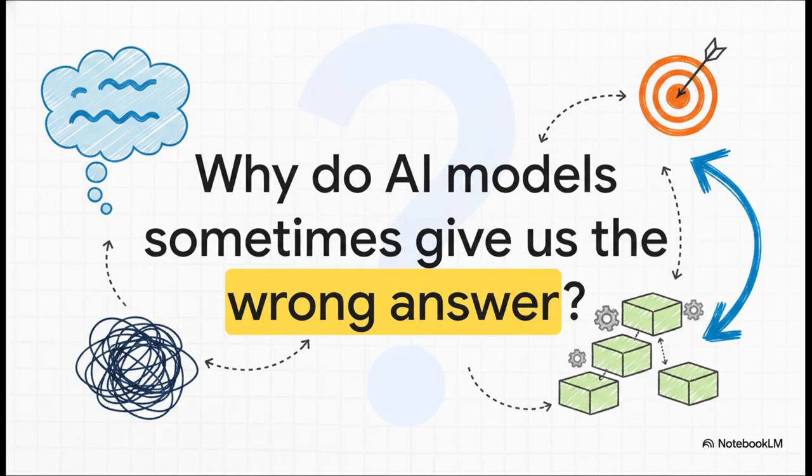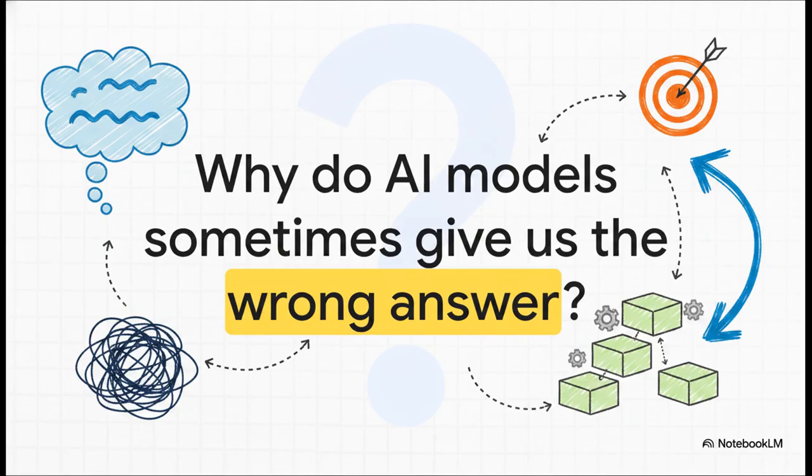Have you ever typed a request into an AI model, hoping for this brilliant, insightful answer, and instead you get something painfully generic? Or worse, something completely irrelevant? It's a totally universal frustration. You sit there wondering, why do AI models sometimes give us the wrong answer? Well, the truth is, most of the time, the AI isn't actually failing. We're just kind of asking the wrong way.